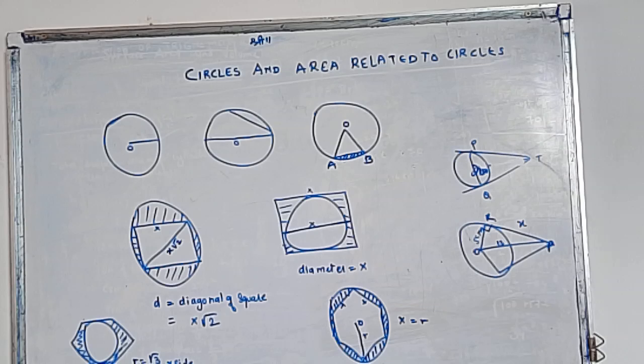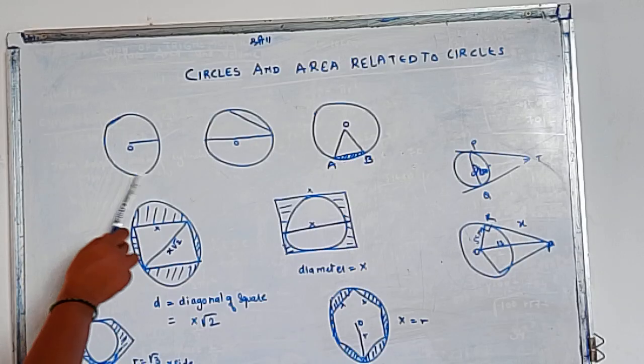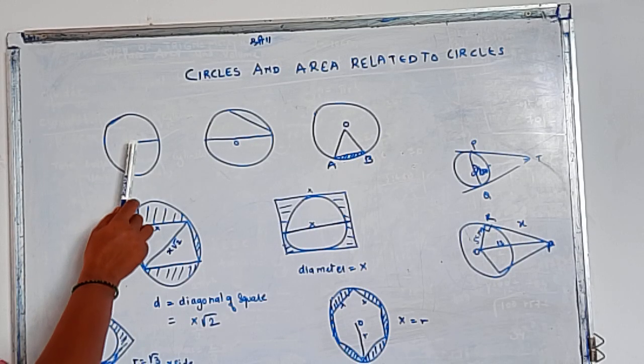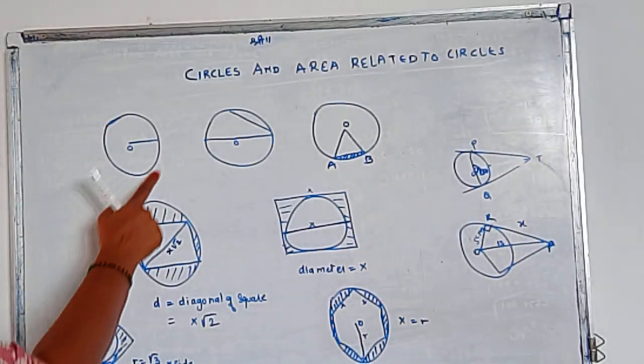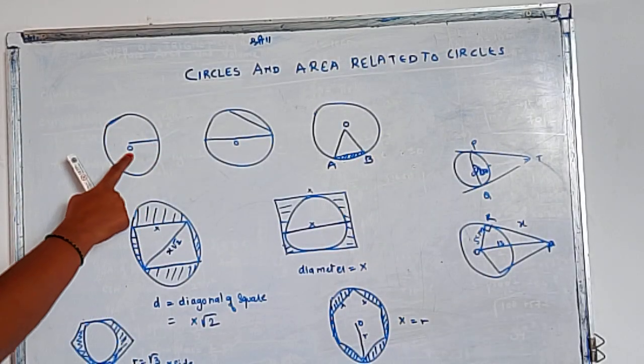Okay, we can see some figures on the board. This is a circle and this is point O. Point O is the center. O is called the center. Whenever we draw a circle, we have to draw a center which is O.